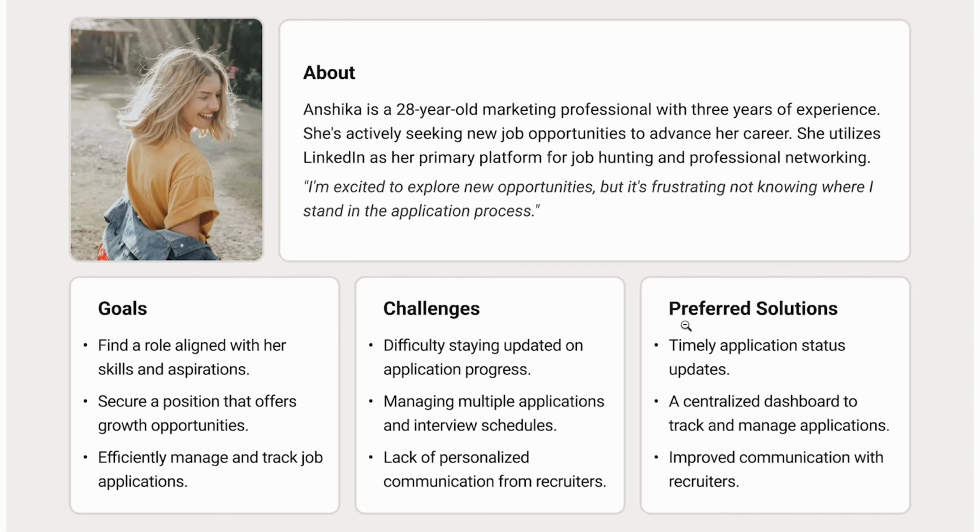Now, preferred solutions. Why do solutions have to be in a persona? A user persona is about the user. This has nothing to do with the solution. So why are solutions in a persona, right? So timely application status updates. A centralized dashboard to track and manage applications. Improved communication with recruiters. Now, I'm seeing the same thing being repeated so many times throughout the case study. Improved communication, I've seen that a bunch of times. Track and manage applications, I've seen a bunch of times. Here again, track and manage applications. This is the wrong way to create a persona, right?